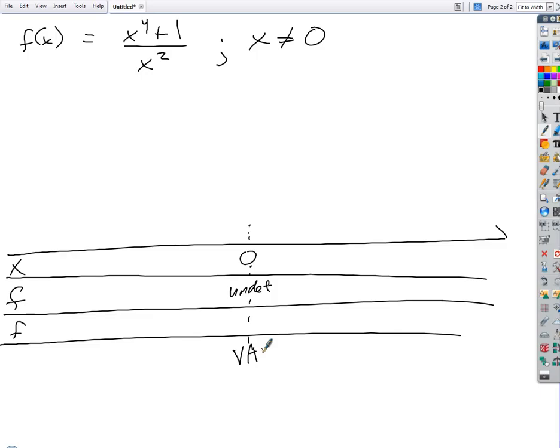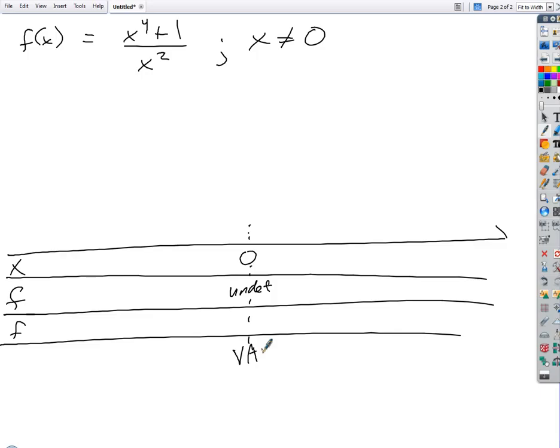And if we ever have that, if we try to directly evaluate and we get a number divided by 0, remember from earlier in the year, that's a vertical asymptote. What's a hole? If a number is a simultaneous 0 of the numerator and the denominator, that's a hole, not an asymptote, okay? But this is an asymptote.